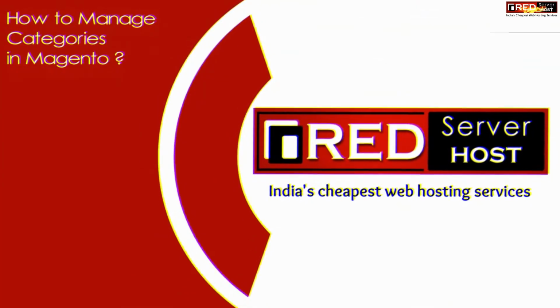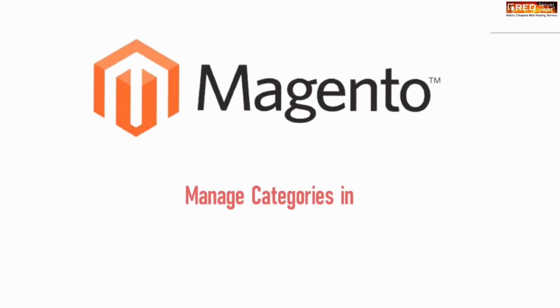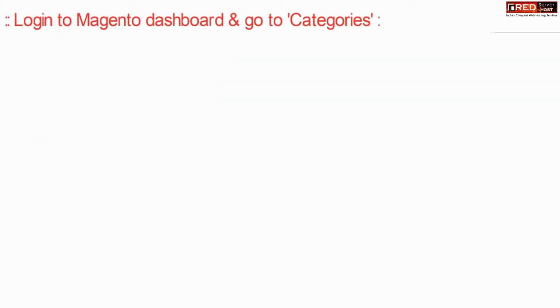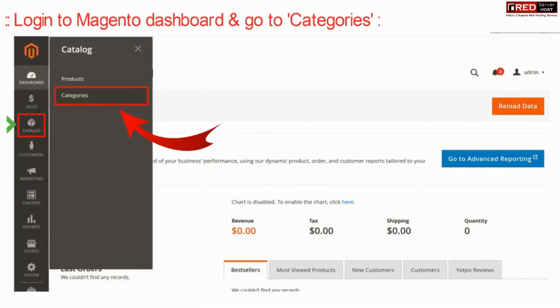In this video we will learn about how to manage categories in Magento. If you are using Magento CMS and if you would like to manage categories inside your Magento, then in that case log into the Magento dashboard and then go to Categories, which is given under Catalog.